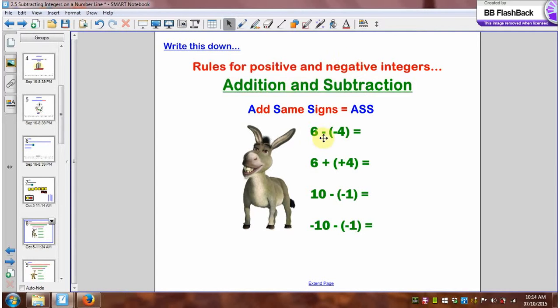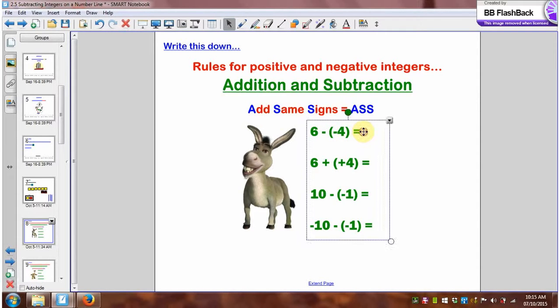Okay, so add same signs. What I mean by that, if we look here, we've got 6 minus a negative 4. So in between here, what do we have? We've got 2 negative signs. We have the minus and negative. So these are the same. So you remember, add same signs. You can break this down or condense it. You can make it into just one sign by remembering this rule.